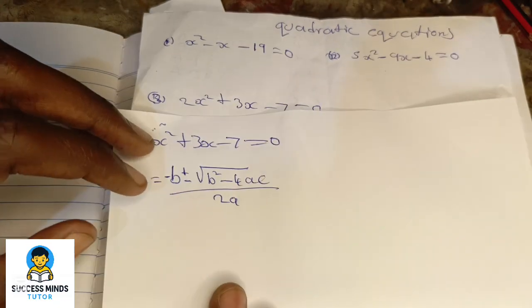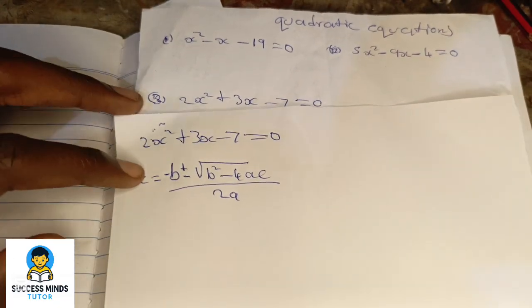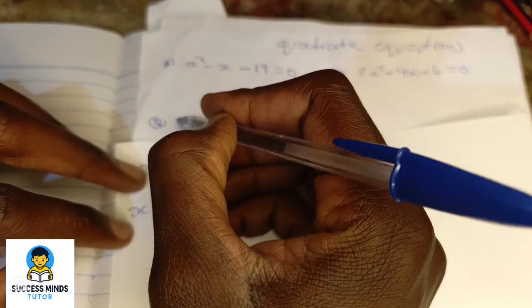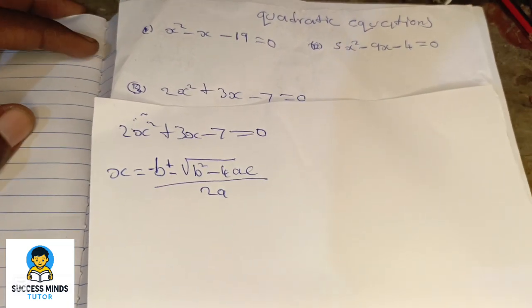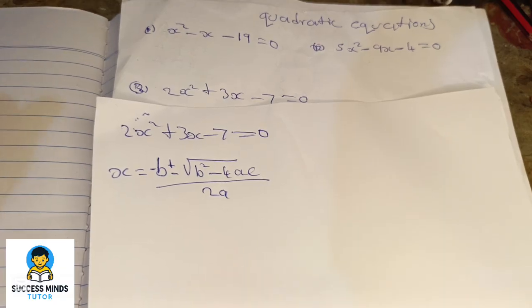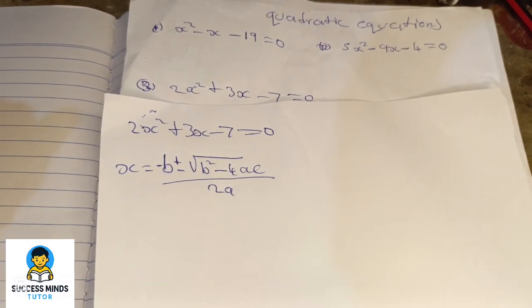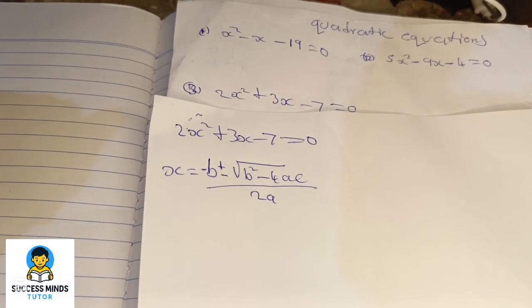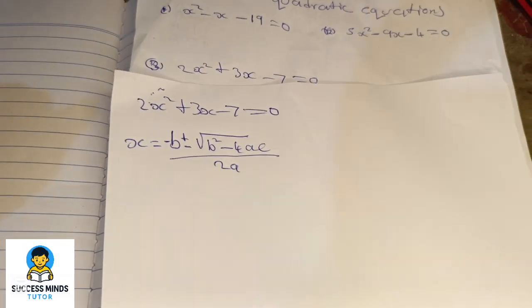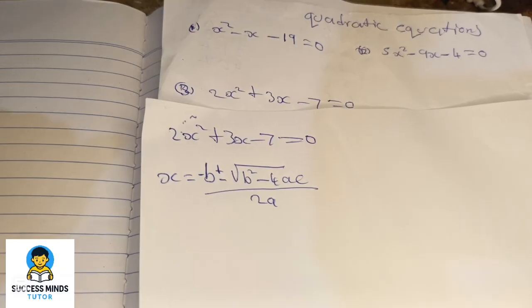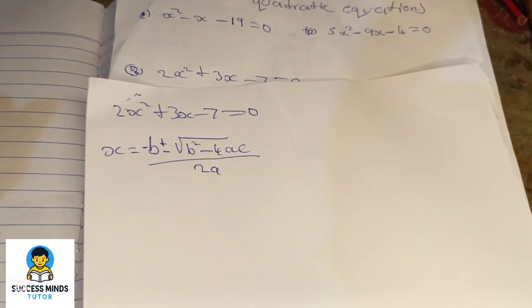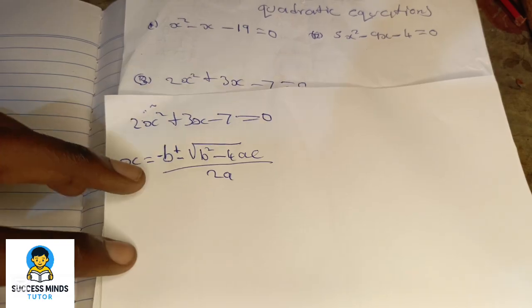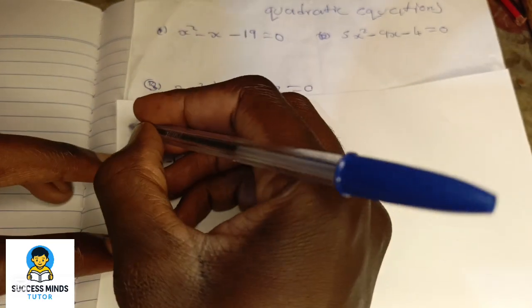Okay, guys, so we are on question number 2. From the questions we're solving, we're dealing with quadratic equations. We're going to look at different kinds of quadratic equations. We have solved, I think, the 2 of them, so we're on number 3.